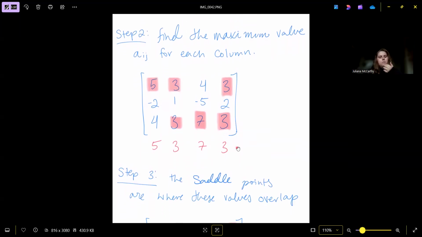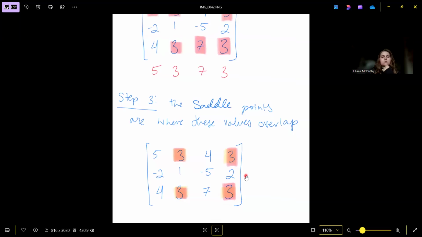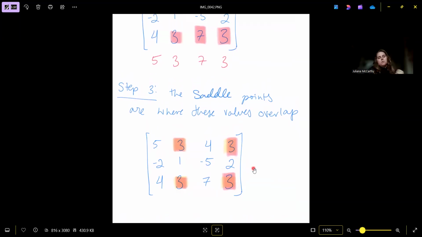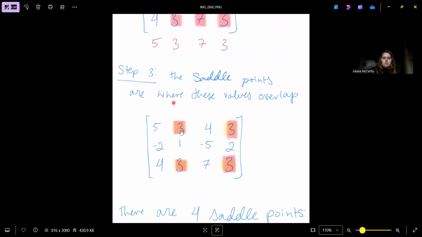And so, as we stated above, the saddle points are the minimums of the rows and the maximum of the column. So it's basically where these two are going to intersect, where they overlap, rather. So we can see here, the first row, we had these two minimum values, 3 and 3. And then when we look at those columns, they're also the greatest value of those columns. So those are our saddle points. 3 is the minimum of the first row, and also the maximum of the second column. Same with all these other ones.